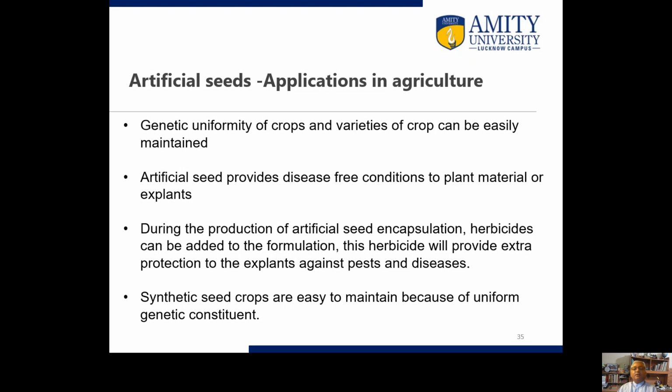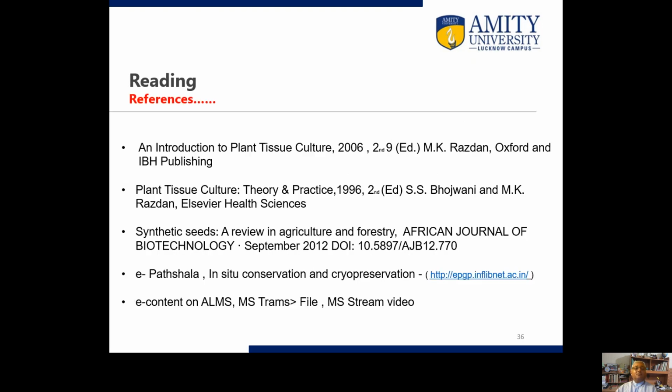These artificial seeds provide disease-free condition to the planting material, because as an adjuvant, we mix antibiotics, antifungal, and other chemicals which make them completely disease-free. So during the production of artificial seeds, we also mix herbicides that can be added to the formulation. These herbicides provide extra protection to the plants against the pests and diseases. And the synthetic seed crops are easy to maintain because of uniformity in genetic constituents. So these are the important applications of artificial seeds.